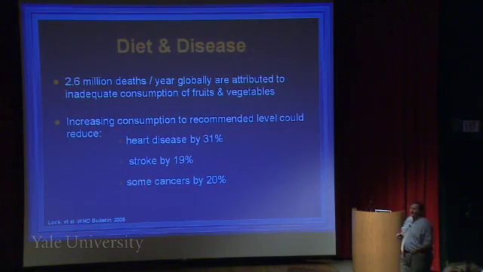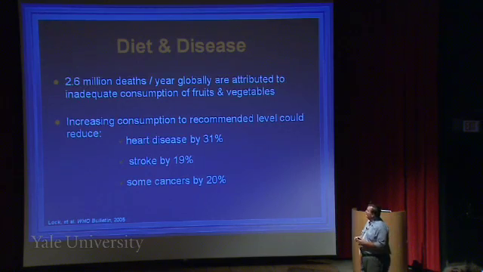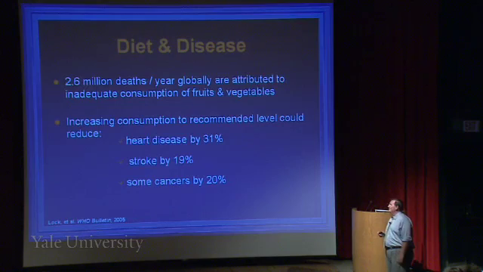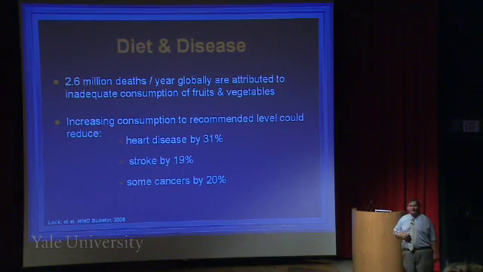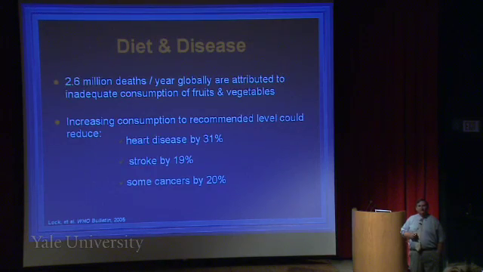Diet, as we said before, is having a big impact. Estimates are that you can attribute 2.6 million deaths per year globally to low intake of fruits and vegetables. And those same estimates say that if the world could eat the recommended level of fruits and vegetables, you'd reduce the prevalence of heart disease by 31%.